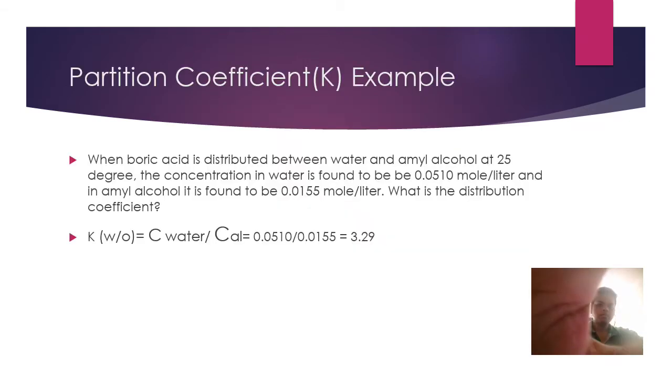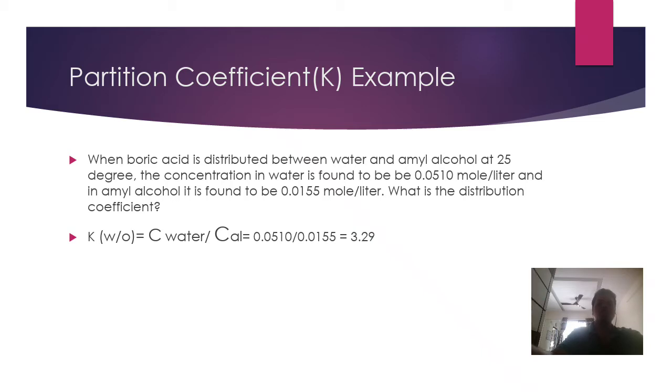Now we can understand partition coefficient by taking an example. Say when boric acid is distributed between water and amyl alcohol at 25 degrees, the concentration in water is found to be 0.0510 mole per liter, and in the alcohol it is found to be 0.0155 mole per liter. So what is the distribution coefficient?